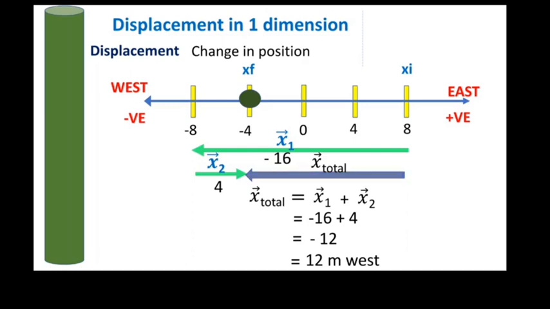So displacement is the change in position, the final minus the initial. Once you get that, determine the direction and then write your answer as the magnitude and direction. So that's displacement in one dimension.